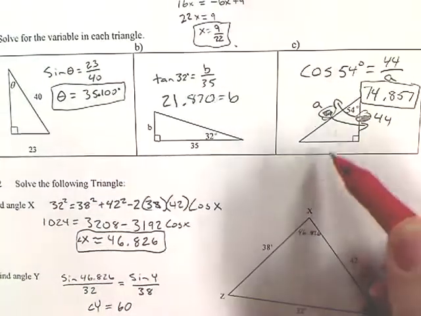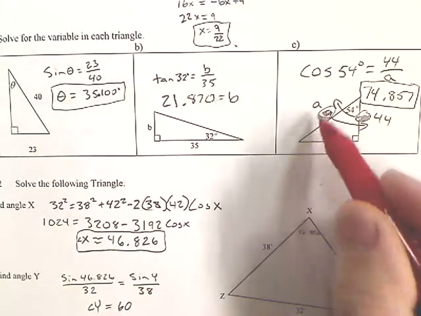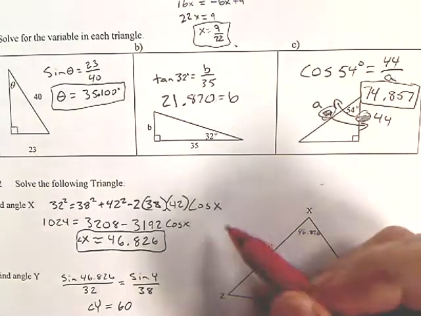This is my original copy. I changed a few things. So this was the 44 and that was the A. I wanted you to have to solve it a little differently.